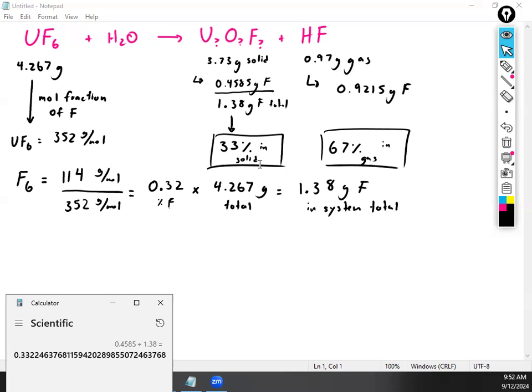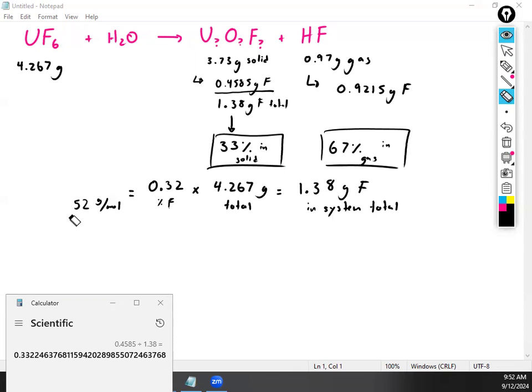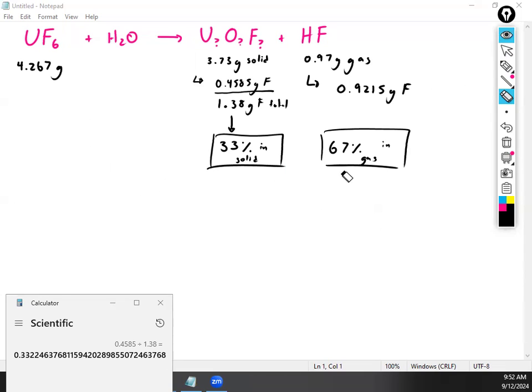All right, so that's part B. I promise you it gets a little bit better from here. Actually, no, part C is pretty annoying too. Okay, you guys ready for part C? So for part C, we are finding the formula of the solid product. I'm going to erase some of this information just so we have more space, but we are trying to find the formula of the UOF solid.